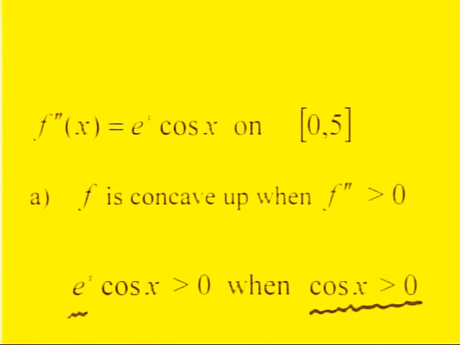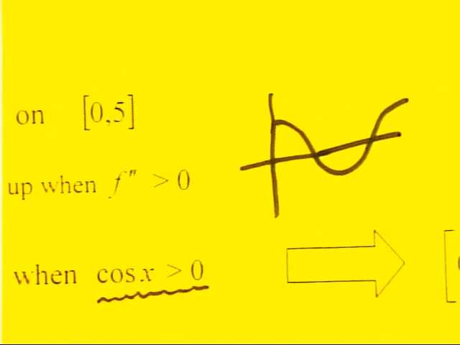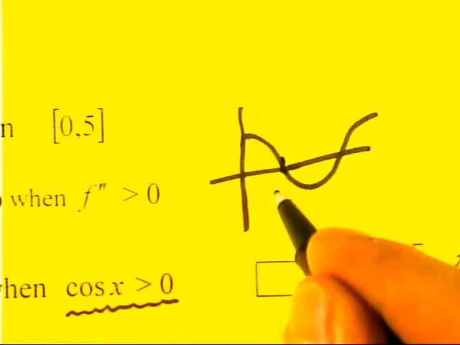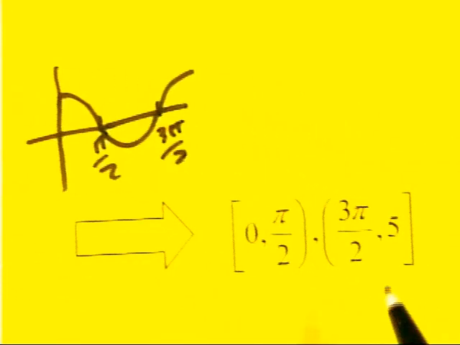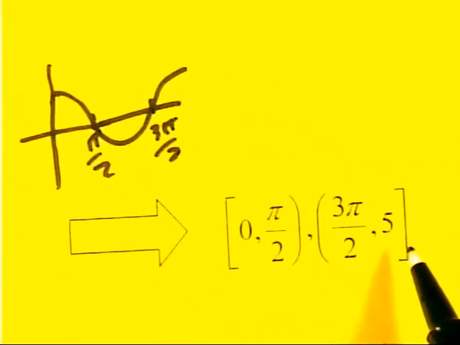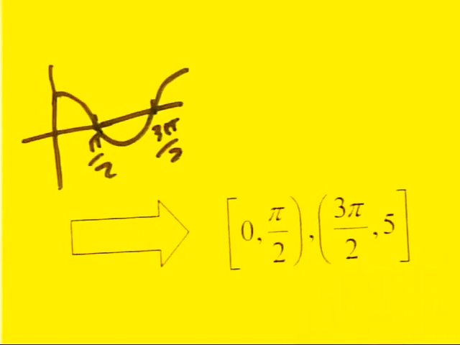And cosine, if you could visualize the graph of cosine, did you have Miss Haynes or Miss Awful for pre-cal? Miss Awful. Okay, so you could thank her for being able to visualize the graph of cosine. It looks like this. And you know that cosine is positive from 0 to pi over 2 and then 3 pi over 2 to 5. So the answer would be from 0 to pi over 2 and 3 pi over 2 to 5, if you didn't have a calculator.